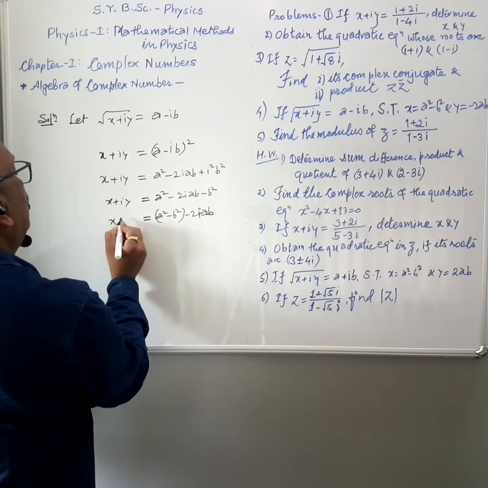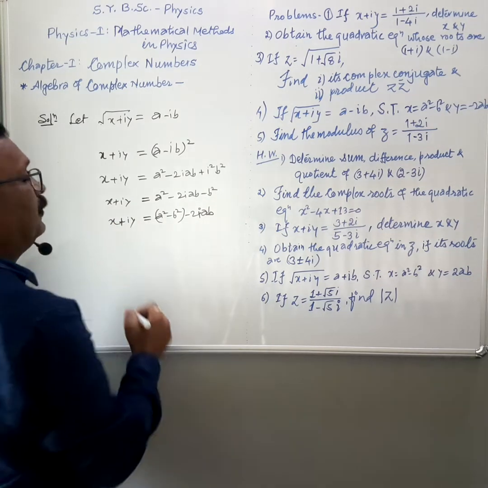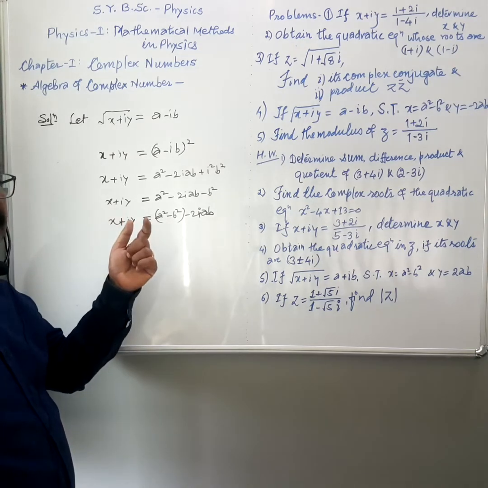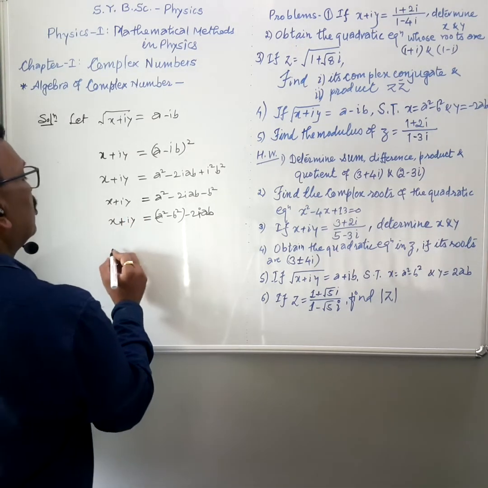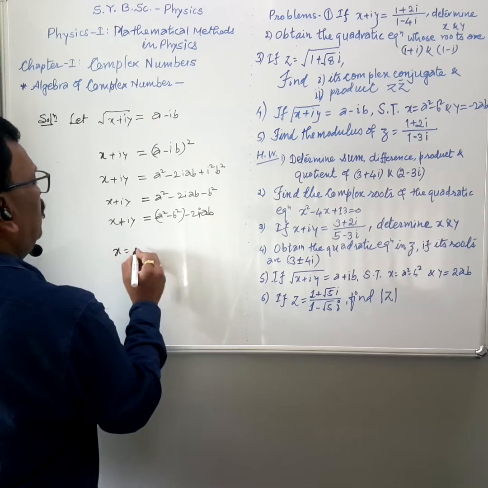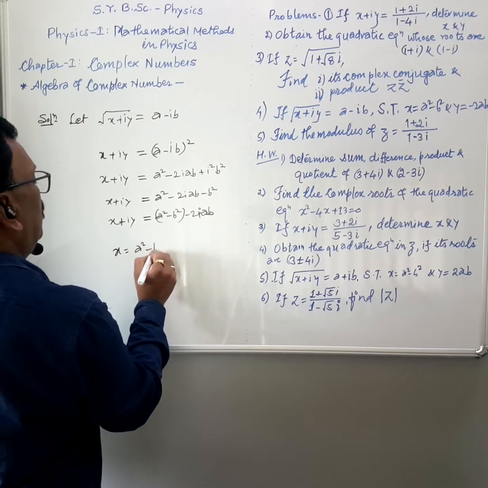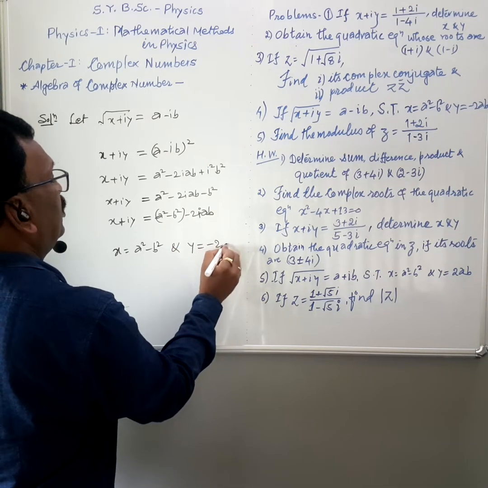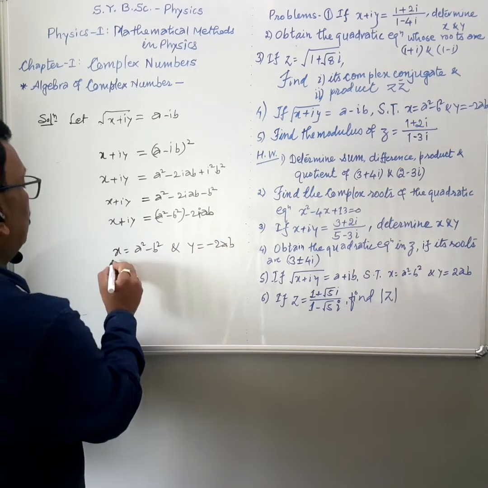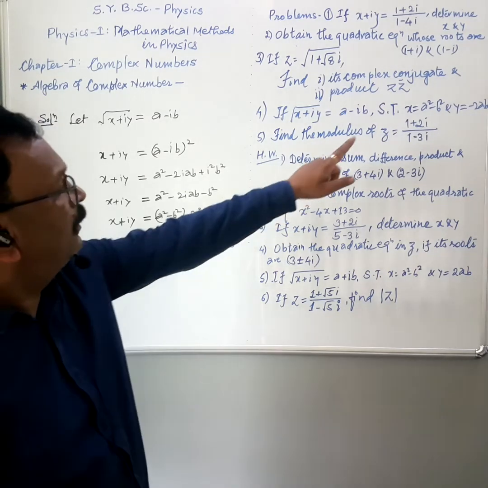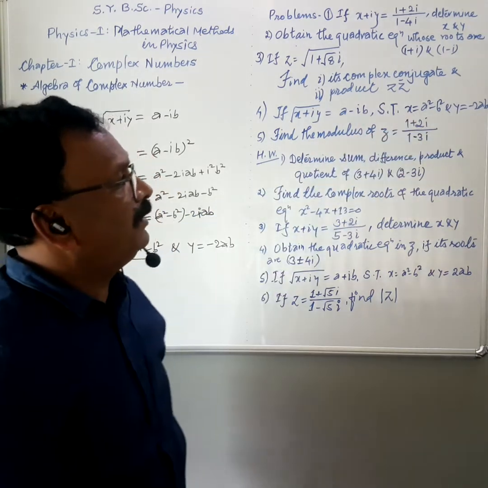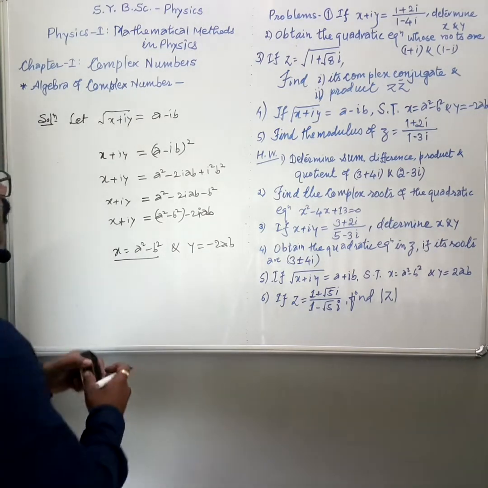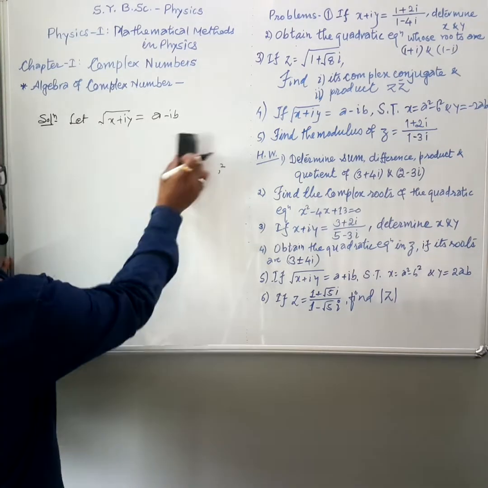Okay. Then comparison between LHS and RHS gives us x is equal to a square minus b square and y is equal to minus twice ab. This is the required answer, that is x is equal to a square minus b square and y is equal to minus twice ab. Now consider the last problem.